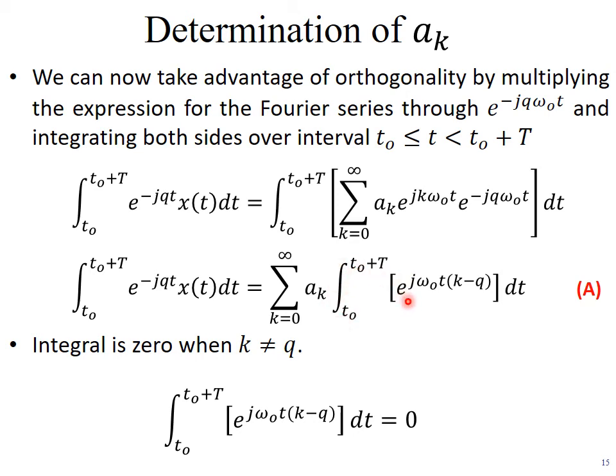If you take the integral of a sine wave for one complete cycle, you will get 0, because the positive and negative half cycles cancel each other. Similarly, for a cosine wave as well. So for k not equal to q, this is a sinusoidal waveform, and over one complete period the integral of this waveform would be 0. So the integral of this function when k is not equal to q is 0.